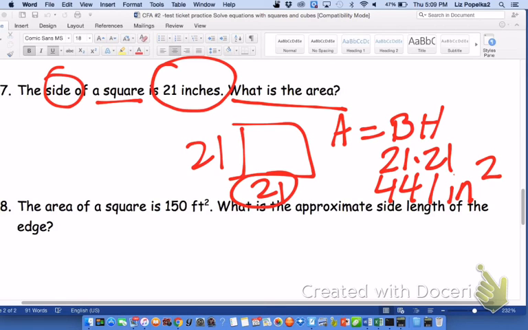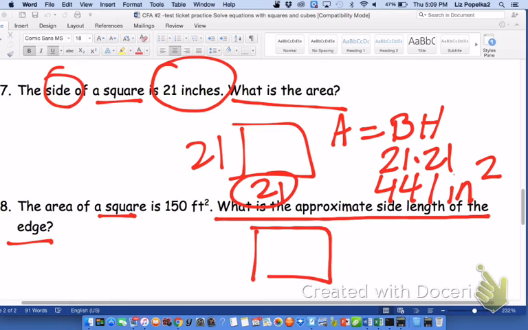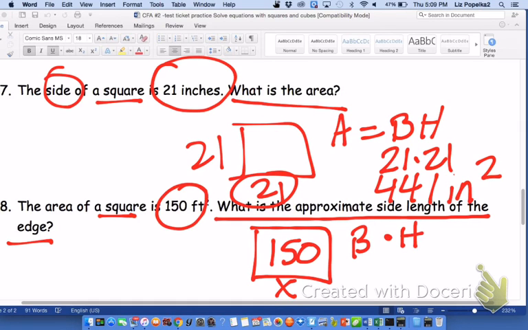Last word problem of the day. I've got a problem that is asking me, it looks like I've got a square, and it's asking me what is the appropriate side length of the edge. So I'm going to draw a square. It tells me that the area is 150, and again it's asking me to find the edge. As we'll recall from the previous problem, to find the area of a square, you do base times height. So if I multiply the base times height of this square, I'm going to get 150.